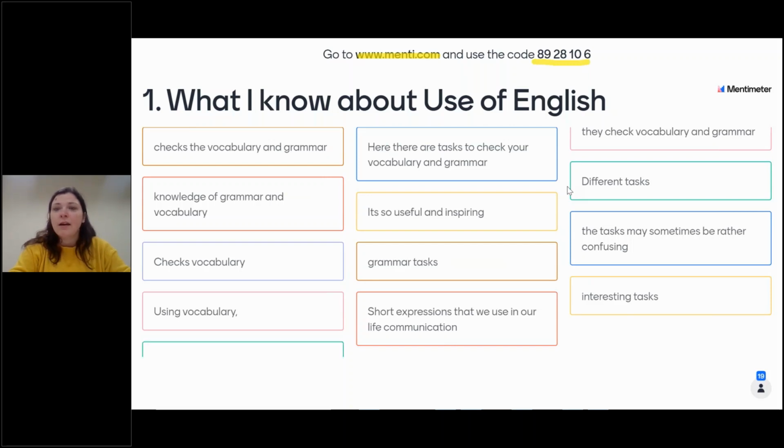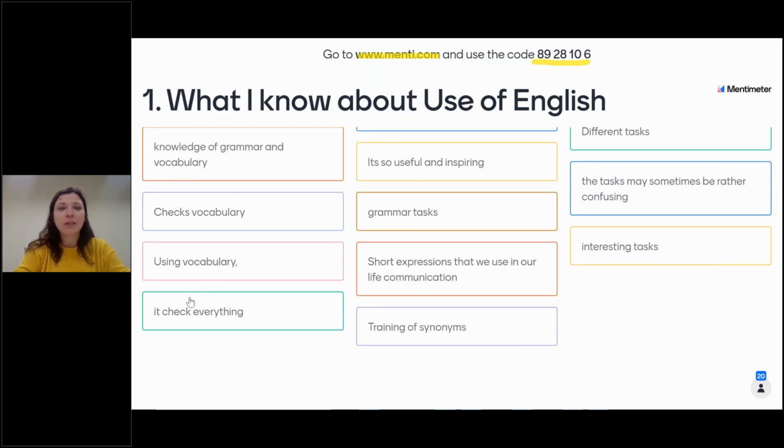Interesting tasks. Yes, actually. By the way, when I passed a Cambridge Advanced exam, use of English was one of my favorite tasks. It's a bit different from the others, a wider range of exercises, but it was great. It was interesting. You can really show what you know, and it's important. Check vocabulary, grammar tasks using vocabulary, checks everything, short expressions that we use in our life communication. Yes, it is true. Training of synonyms, it's a must. We need to focus on the vocabulary and on grammar knowledge.